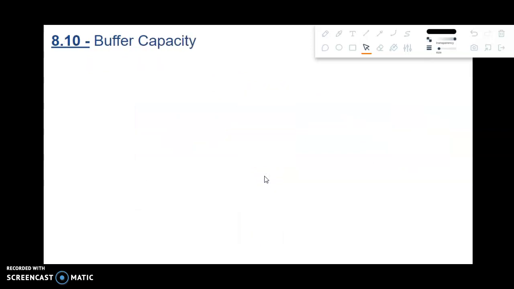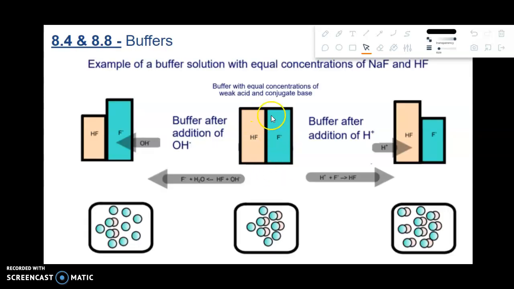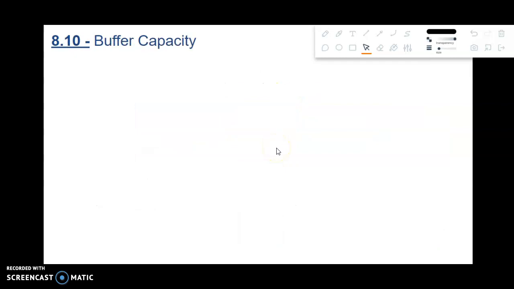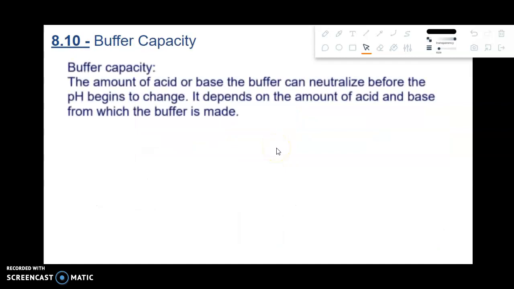The capacity of a buffer. The capacity of a buffer is the ability of it to keep ions in the solution. So the more ions you have in the solution, the better the buffer. So buffer capacity can be explained by the amount of acid or base that is available to neutralize before the pH begins to change. So it's going to depend on the amount of acid and base from which the buffer is made.